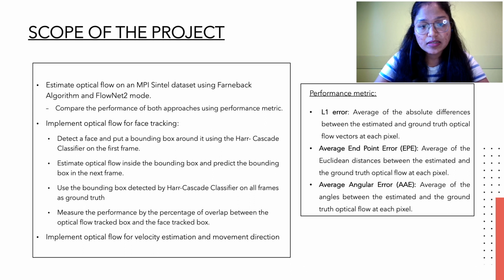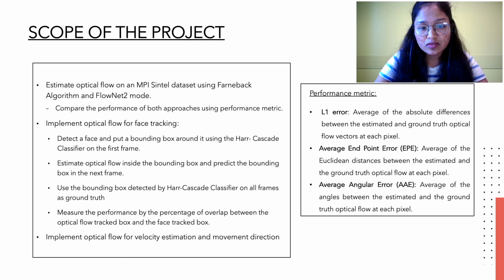We used the MPI Sintel dataset, which is derived from an open source 3D animated short film, for the evaluation of optical flow. MPI Sintel was our choice since it has ground truth, which makes it suitable for evaluating the performance of optical flow algorithms. It also contains a wide variety of motion types, including long-range motion and motion blur.